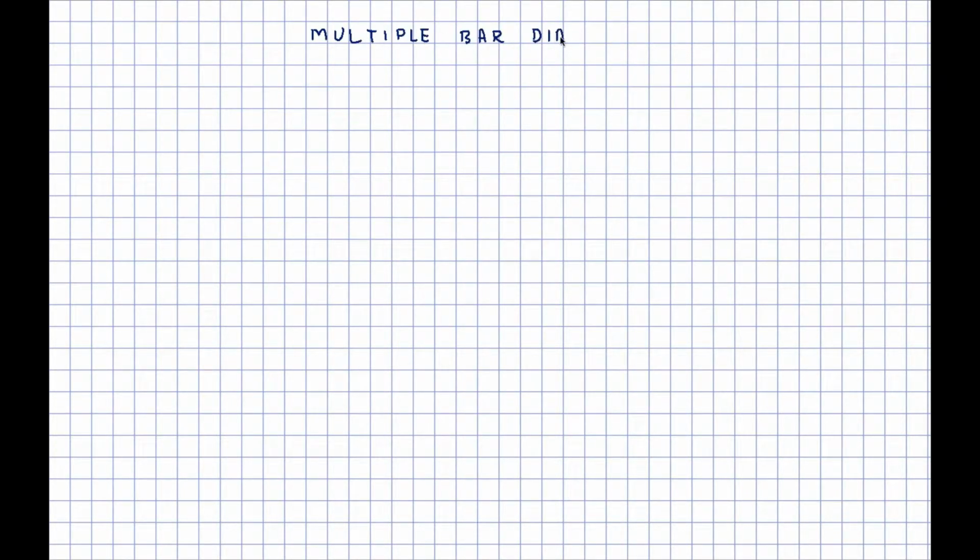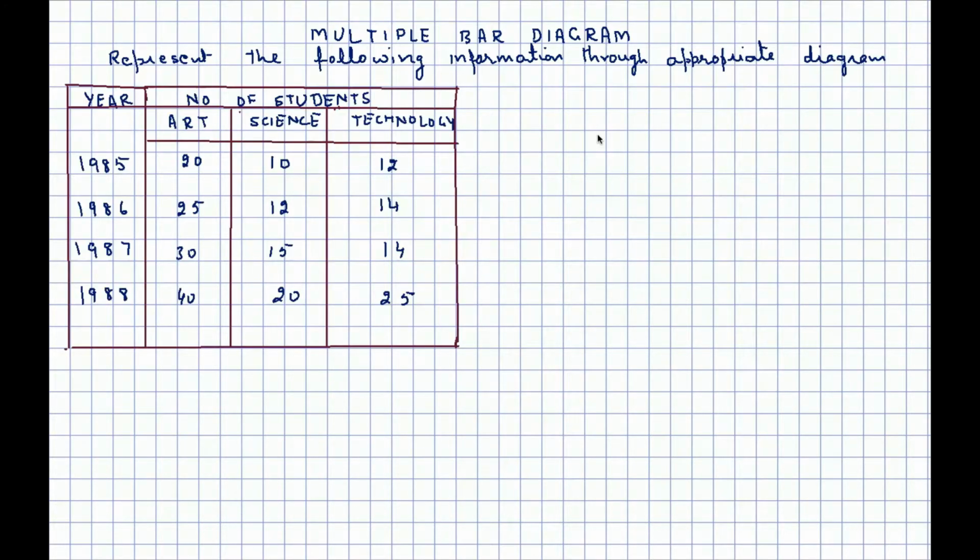Multiple bar diagram. A multiple bar graph is a graph that has multiple bars for each category. Now represent the following information through appropriate diagram. Year is given here, number of students in art, science and technology are given here. Sometimes there are more than two sets of data to be compared. For example, in this question, we are going to compare department-wise and year-wise number of students. In this case, multiple bar graph can be used. This type of graph compares as many sets of data as you want.